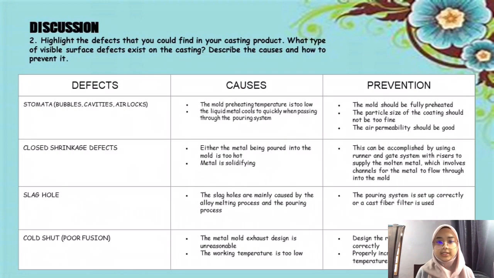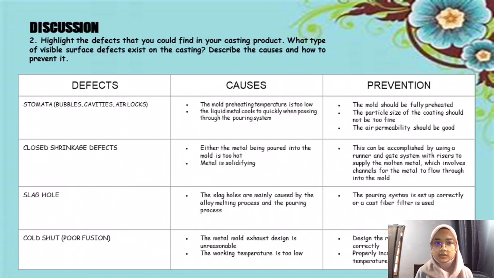The question is: highlight the defects that you could find in your casting product. What types of visible surface defects exist on the casting? Describe the cause and how to prevent it. Now I'm going to present the defects, causes, and prevention for our final casting product. The first defect we could find is stomata, which involves bubbles, cavities, or airlock.